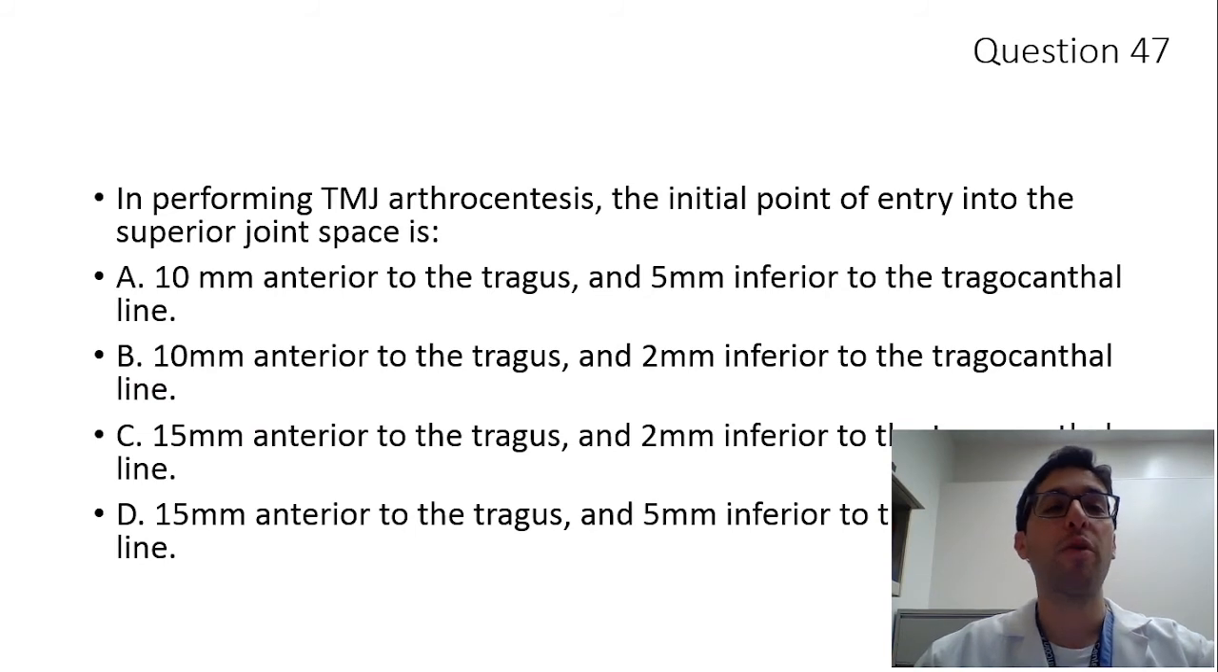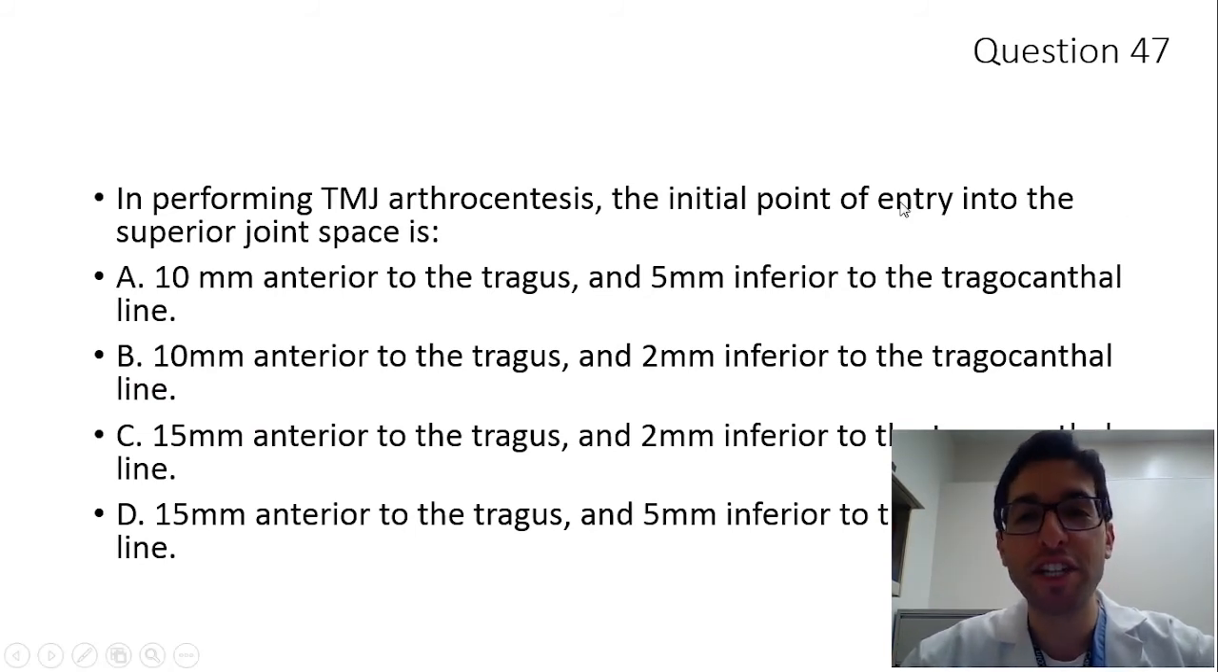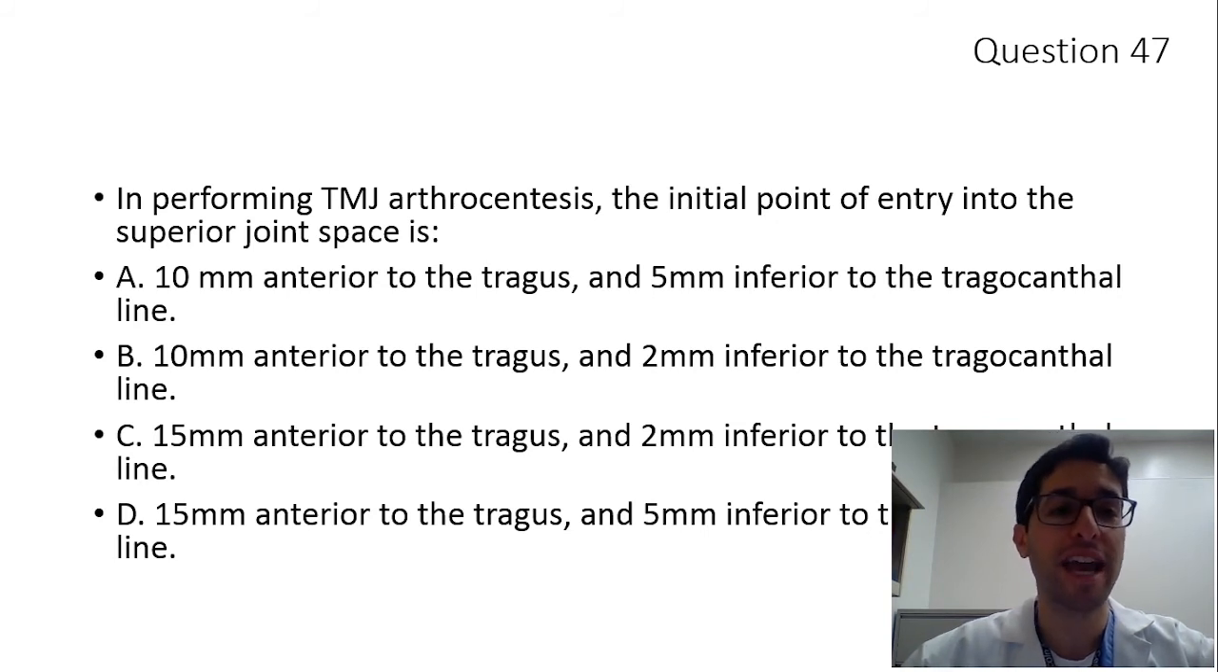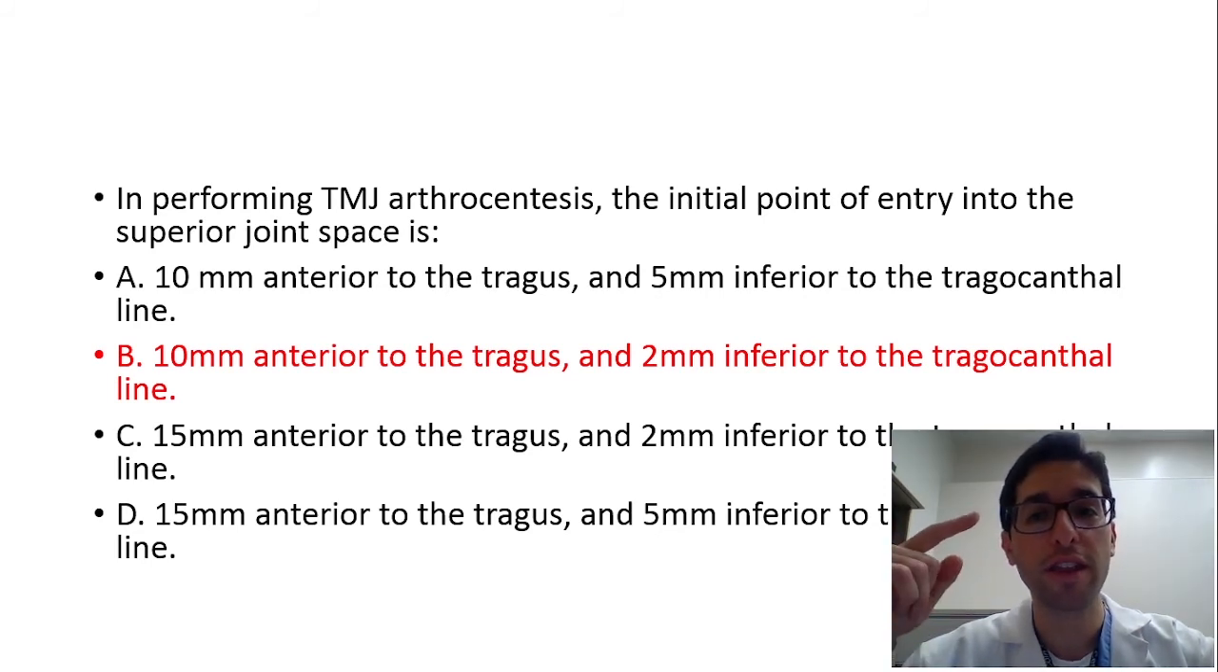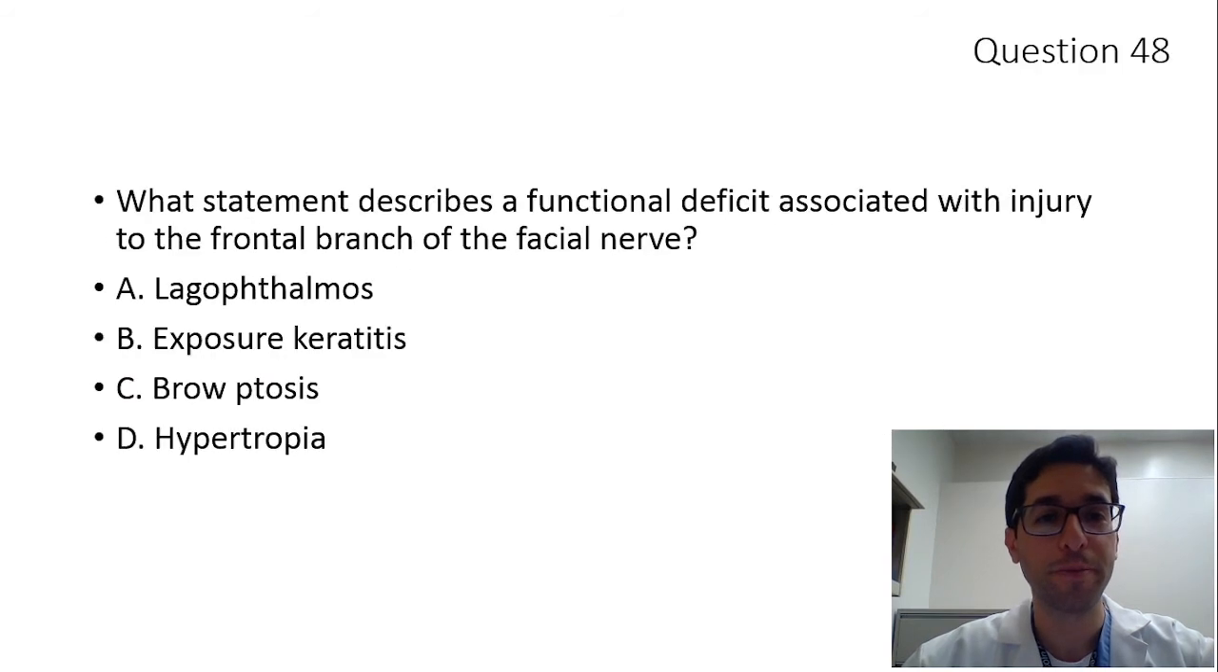All right. Now, when you're doing an arthrocentesis, what's your point of entry? We talked about this last time. What is the HH line, the Holmlund-Hellsing line? It's 10-2 and 20-10. 10-2 is the entry point, 20-10 is the exit point. So the answer is going to be 10 and 2. 10 anterior, 2 inferior. We drew that line, goes from the mid-tragus to the lateral canthus, HH line. You guys should know it.